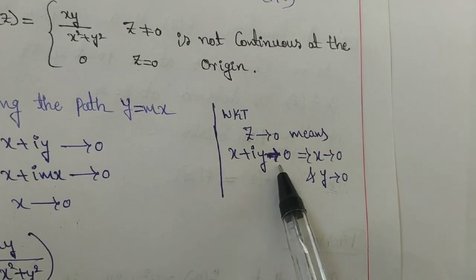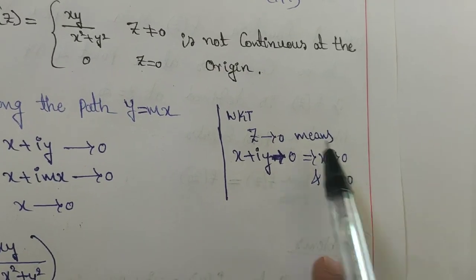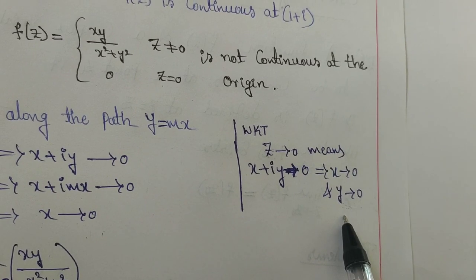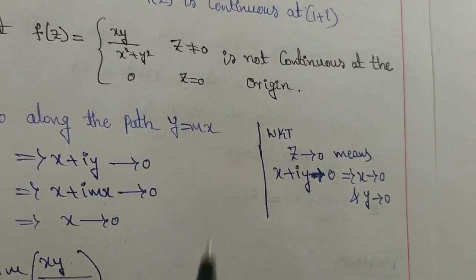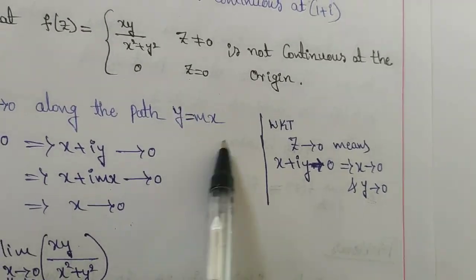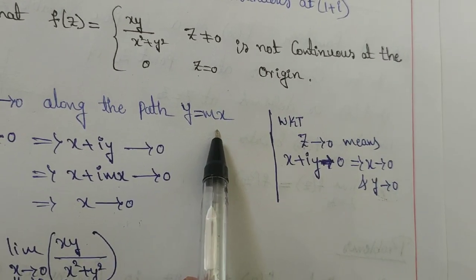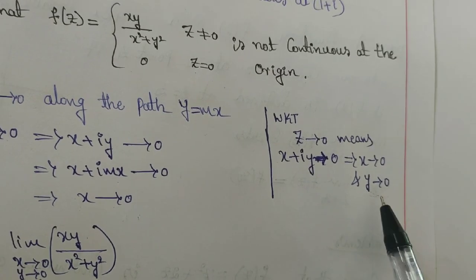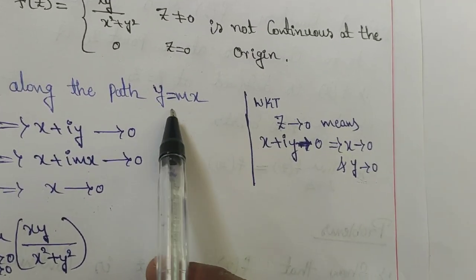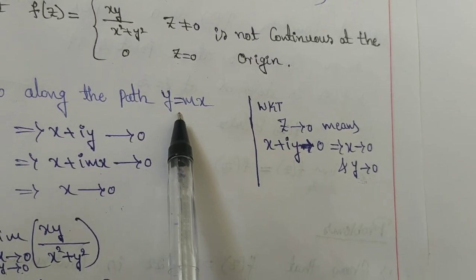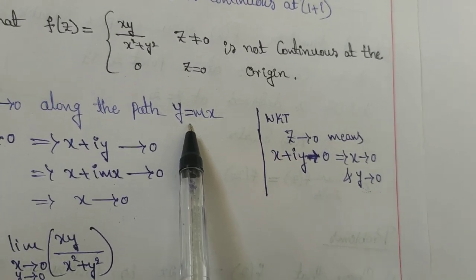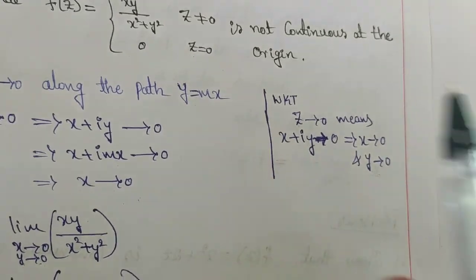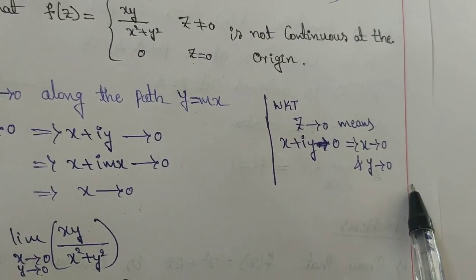We know that z tending to 0 means x plus iy tending to 0, that means x tending to 0 and y tending to 0. While we are not applying y equals mx, that holds. But when we apply the value of y, we have to remove y tending to 0 in the problem. Why? Because y has some value, we can't write it as 0 or tending to 0. That's why, while applying the value of y, we have to remove y tending to 0 in the problems.